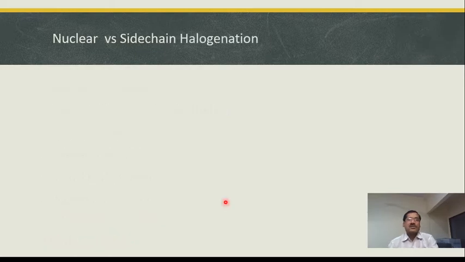First of all, we will try to understand what nuclear halogenation and side chain halogenation are. We have already studied the mechanism of nuclear halogenation in our earlier lecture, where we studied in detail the mechanism of chlorination of benzene. Today, we will try to understand the difference between nuclear halogenation and side chain halogenation. To understand this, think of a benzene system containing one side chain. Say this CH3 is a side chain of a benzene ring.